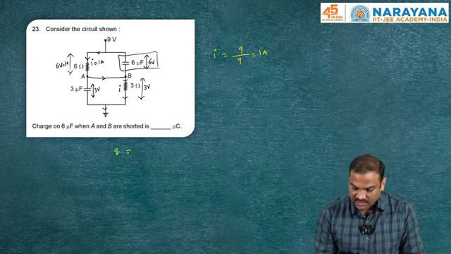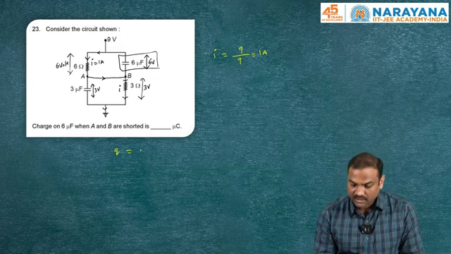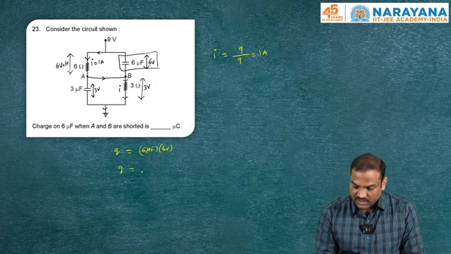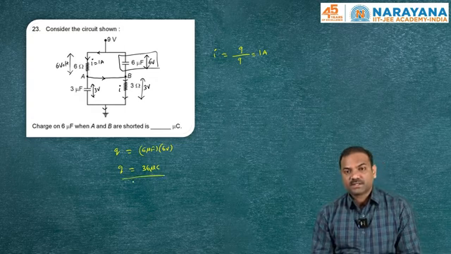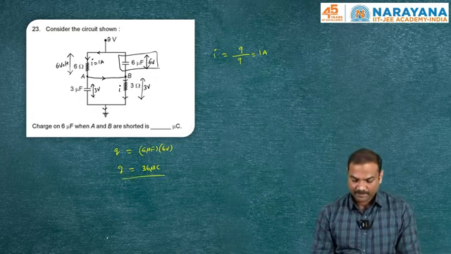The final charge on the capacitor, I can write down as, okay, Q is equal to CV, formula I am applying. Then 6 microfarad into 6 volt. Then charge value goes to 36 microcoulomb. So this is the final charge on the capacitor.